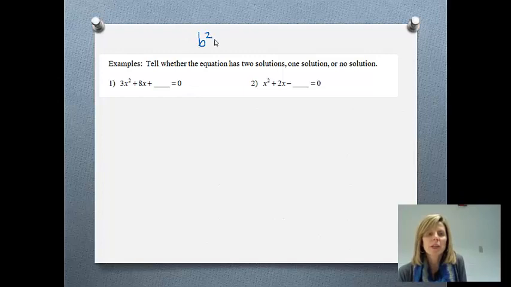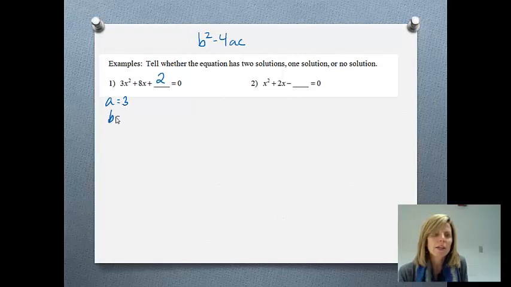All right, so let's do a few problems. I'm going to again write up here the discriminant, which is just b squared minus 4ac, so you don't have to do the whole formula to decide this, just the inside of the square root. This says to tell whether the equation has 2 solutions, 1 solution, or no solution. The number one thing I want to check is to make sure it is written in standard form. It is, so we're good to go.